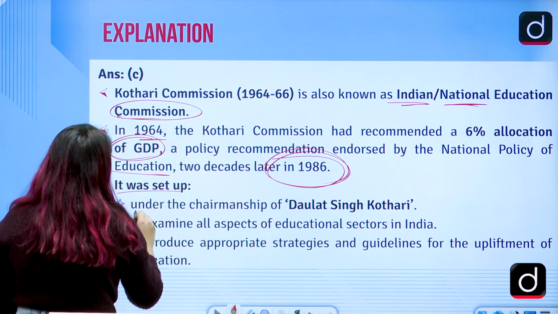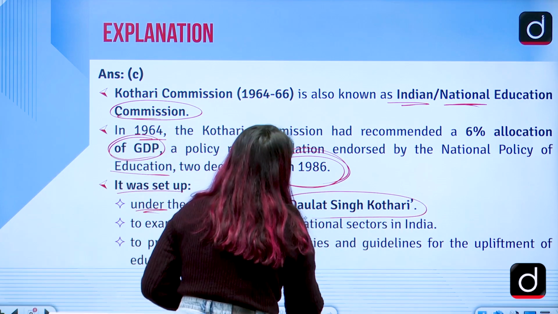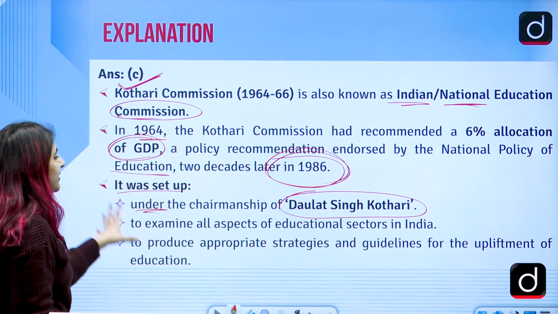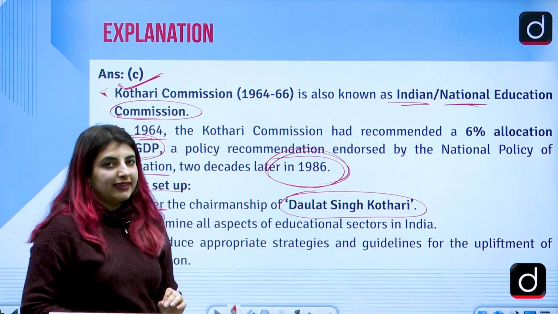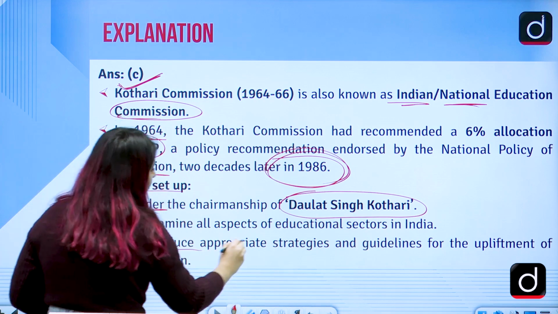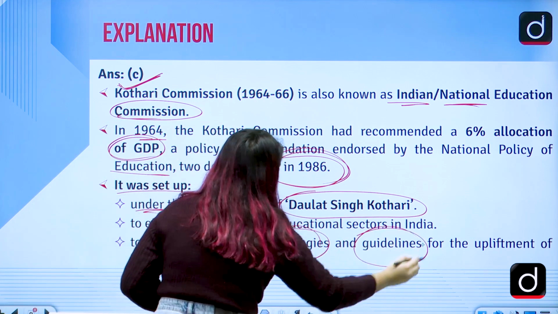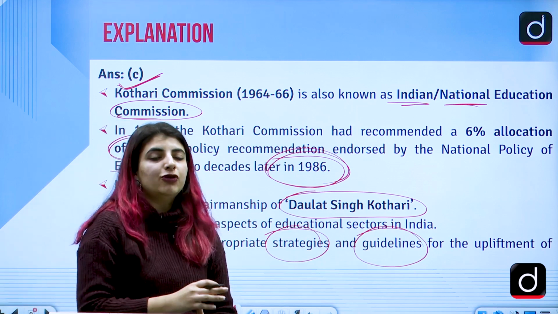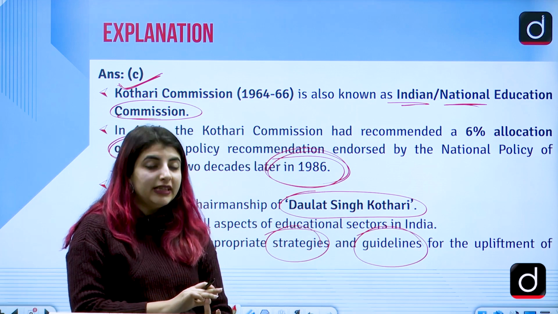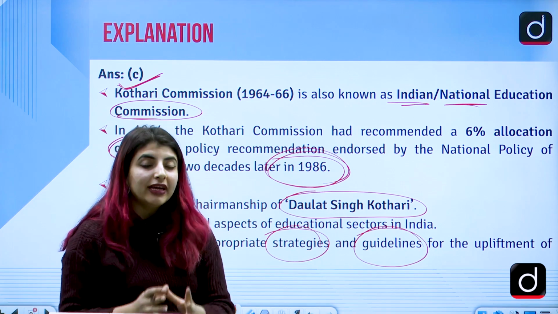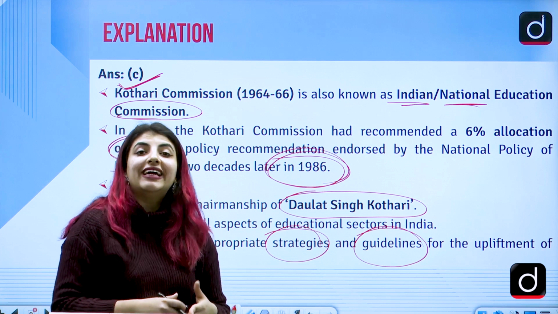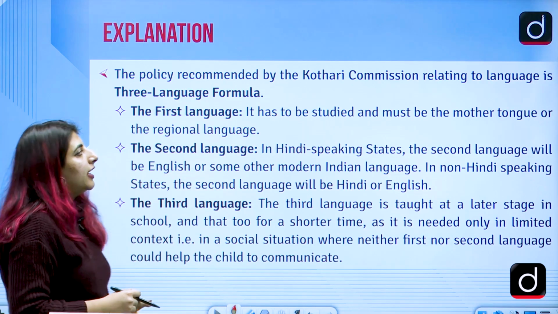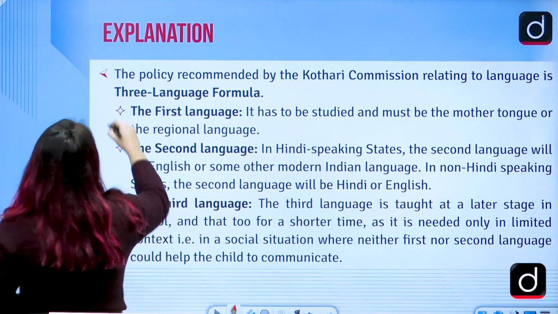It was set up under the chairmanship of Daulat Singh Kothari, hence the name Kothari Commission, correct? To examine all aspects of the education sector in India, to produce appropriate strategies and guidelines for the upliftment of education. So basically, if they are talking about all educational sectors, they are supposed to see if the educational sectors are improving and how, if we are going to improve them, what guidelines are we supposed to follow. The policy recommended by the Kothari Commission related to language is a 3-language formula.